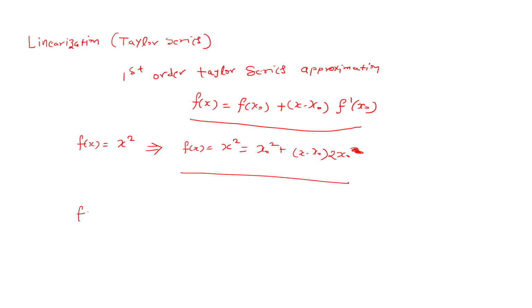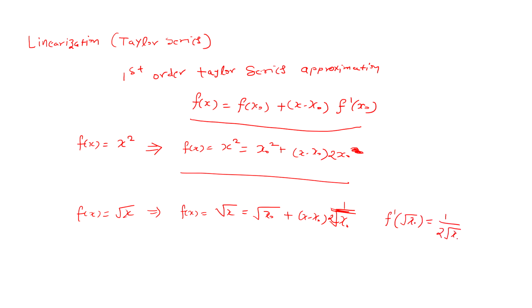Suppose f of x is root of x. Then f of x becomes root of x naught plus x minus x naught times 1 upon 2 root of x naught. This is the derivative, because the derivative of root of x becomes 1 upon 2 root of x naught. Similarly, if I have the function f of x is x to the power 4, then it will become x naught to the power 4 plus x minus x naught times 4 x naught to the power 3.